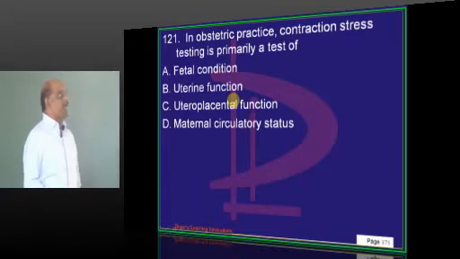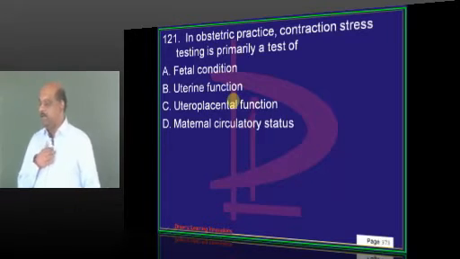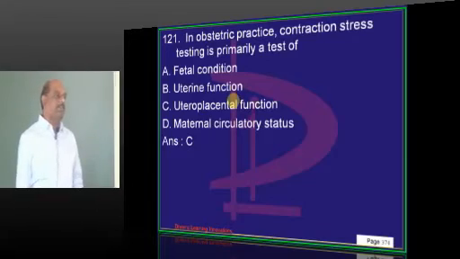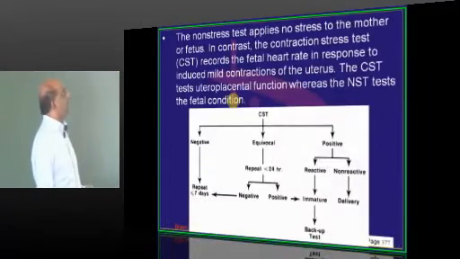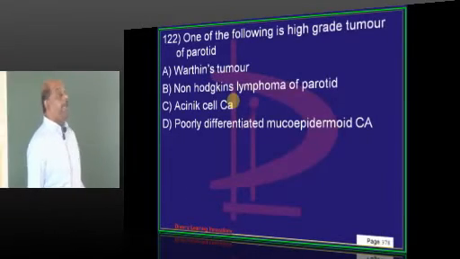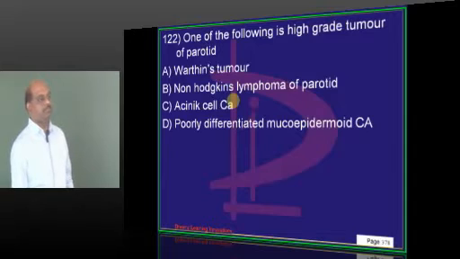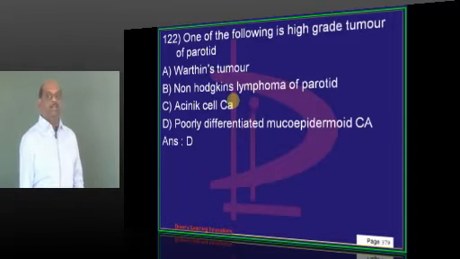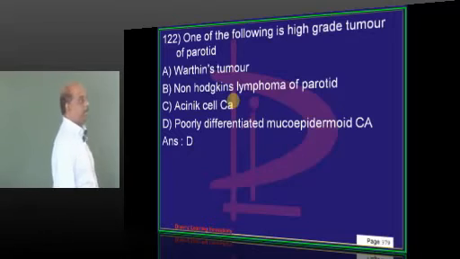Contraction stress testing. What is the main purpose of it, doctor? Uteroplacental function. To basically check the uteroplacental function. Third trimester. Then, high grade tumor. Poorly differentiated mucoepidermoid. A poorly differentiated mucoepidermoid carcinoma.